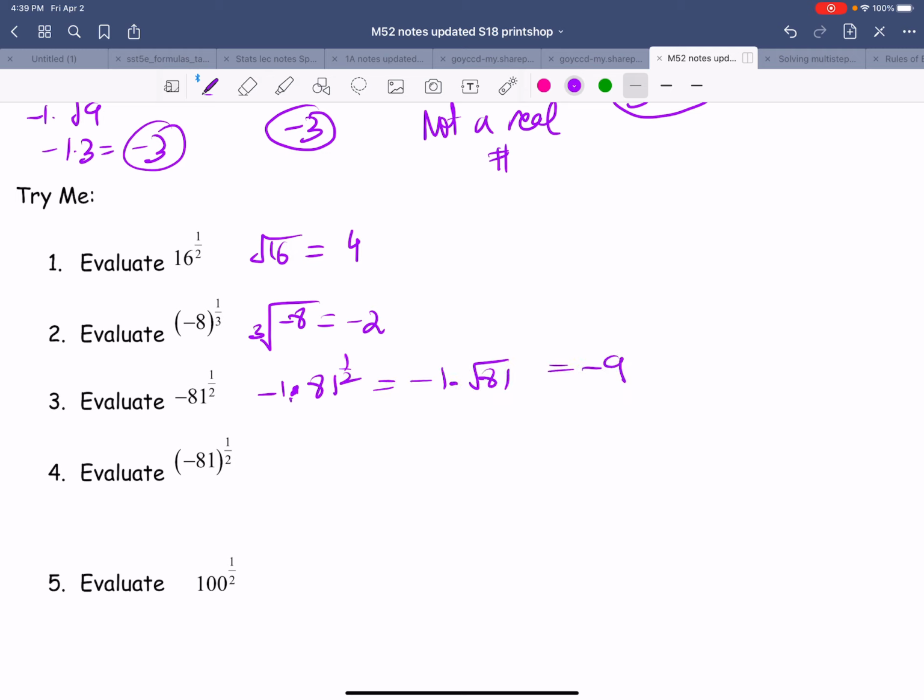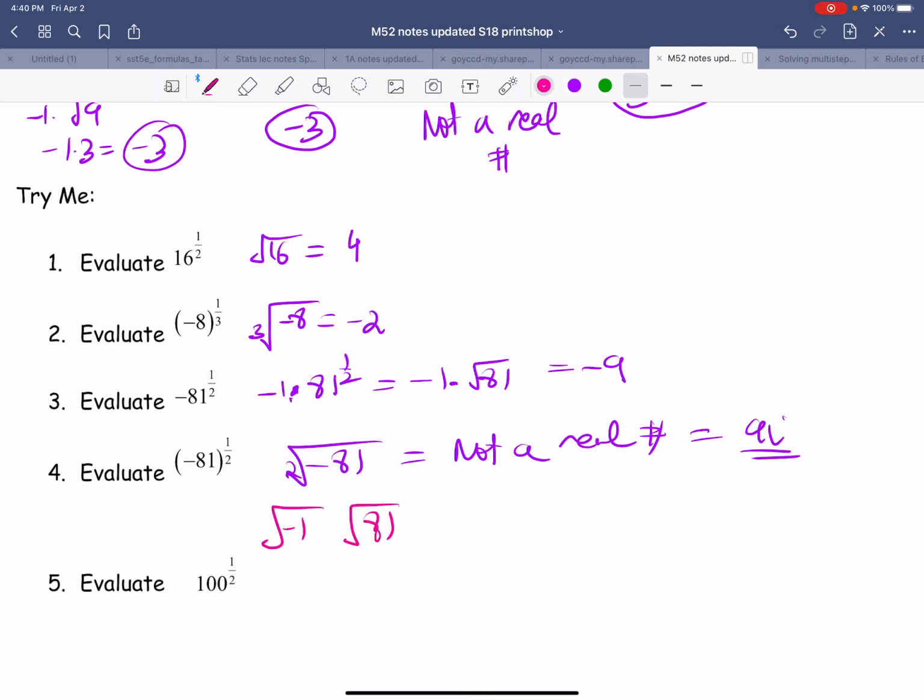That's negative 9. And now we have the negative going inside the radical because of the parentheses around it, and that would be not a real number. Or if you want, you can call it 9i, because we've talked about it. We can break it into the square root of negative 1 and the square root of 81, which is i times 9, and that's 9i. 100 to the power 1/2 is the square root of 100, which is going to be 10.